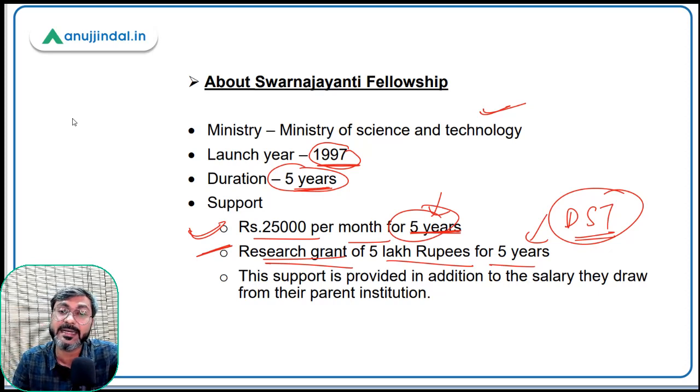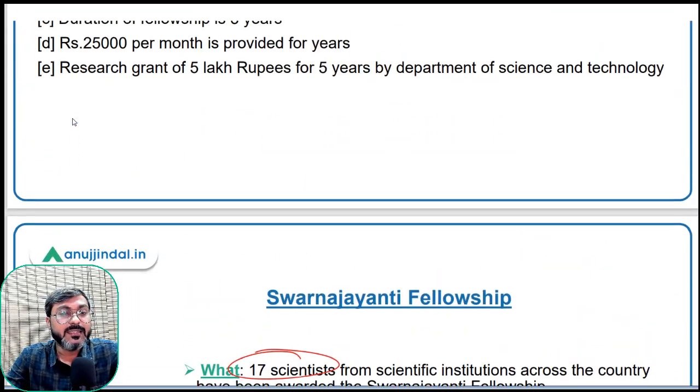Because of course, these are scientists. They must be working in some institution or organization. So, wahan se bhi unko salary mil rahi hogi. So, this support is in addition to their salary, which they are drawing from their parent institution. All right. So now let's come back to the question.